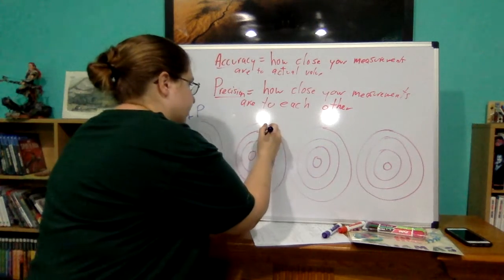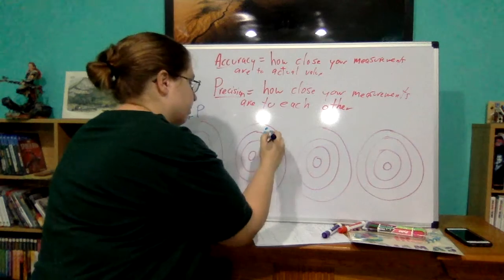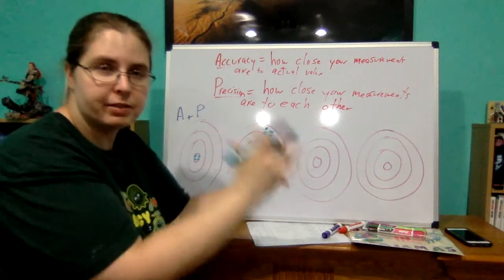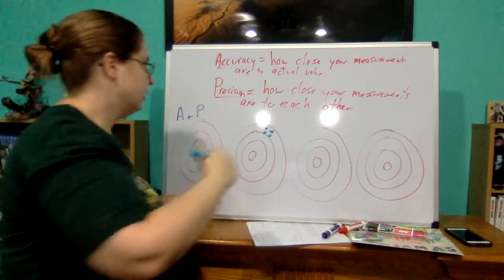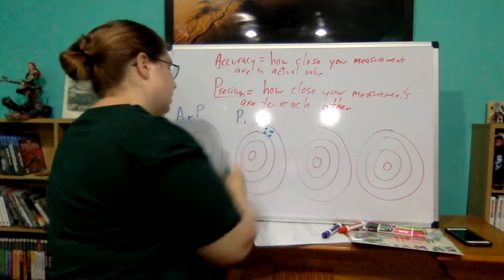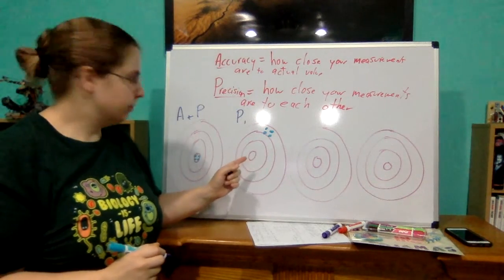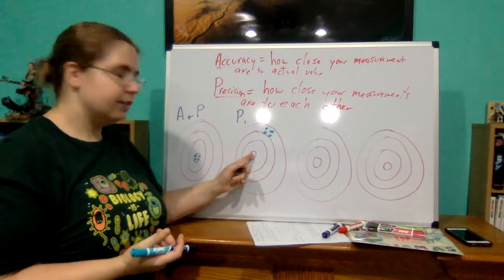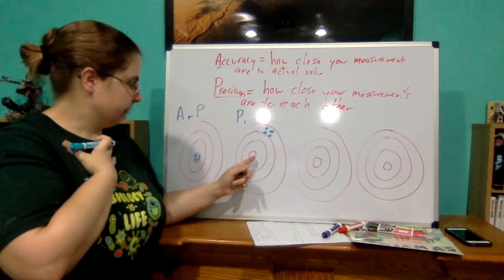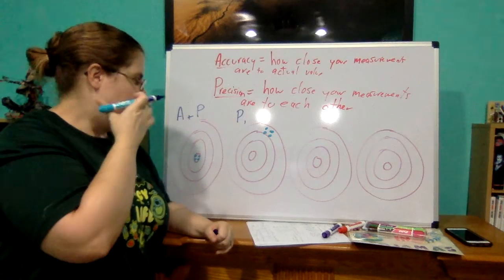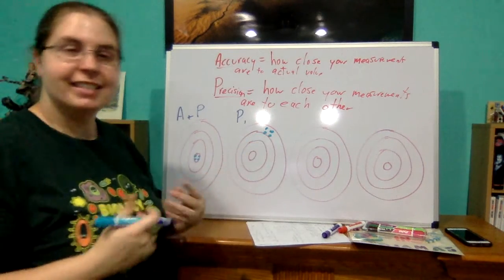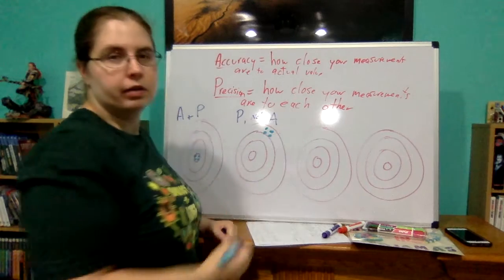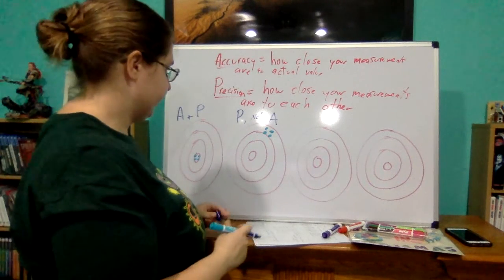Alright, what if I get them all together but nowhere near the middle? So in this case, they're still precise because all of my measurements are close to each other. So it's precise. But notice none of them are near what I would expect it to. None of them are near the desired amount, the calculated value. So since none of them are near the bullseye, even though it's precise because they're all grouped together, it is not accurate. So it is precise, but not accurate.